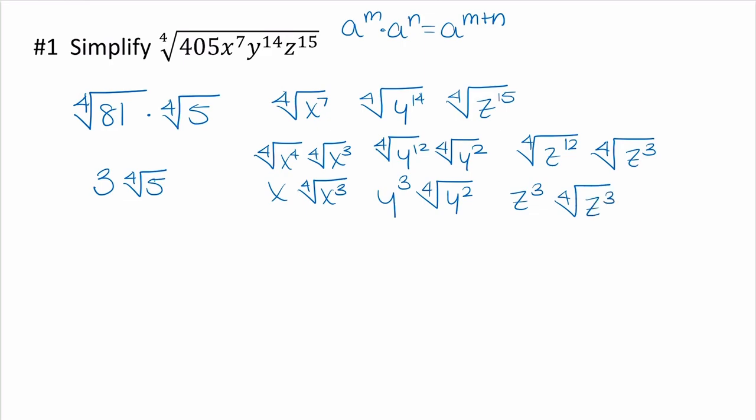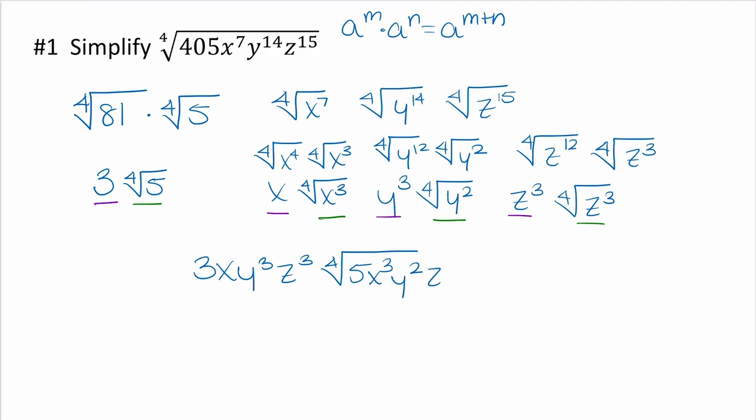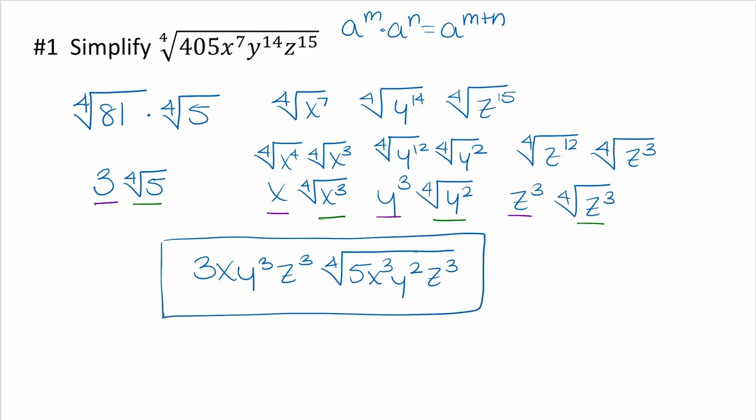So remember, to get our final answer, we're going to collect all the terms on the outside first. So I have 3x y cubed z cubed. I'm just going to write them all together. And then everything inside the fourth root I'm going to put together. So all these terms right here, I have the fourth root of 5x cubed y squared z cubed. So all of this together is my fully simplified answer.